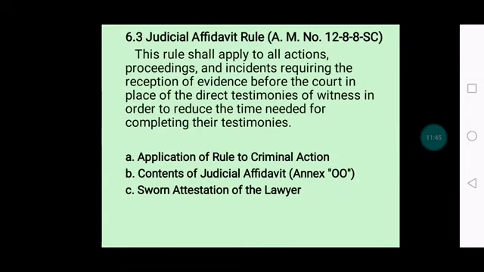Next is the Judicial Affidavit Rule. This rule shall apply to all actions, proceedings, and incidents requiring the reception of evidence before the court in place of the direct testimonies of witnesses, in order to reduce the time needed for completing their testimonies.